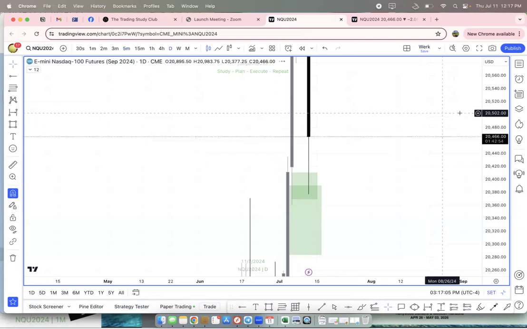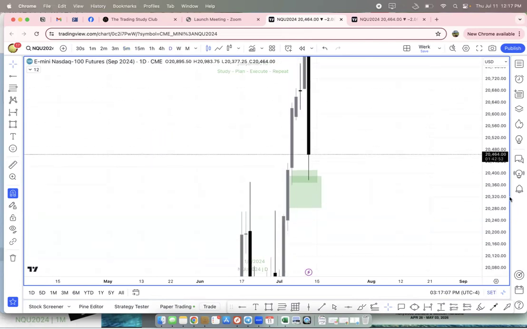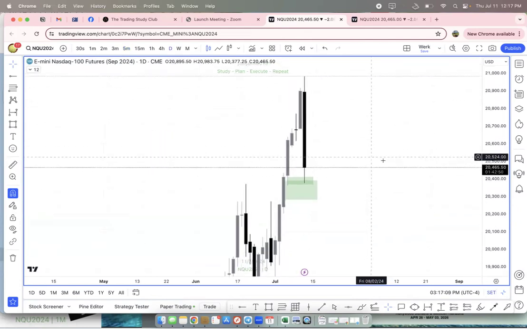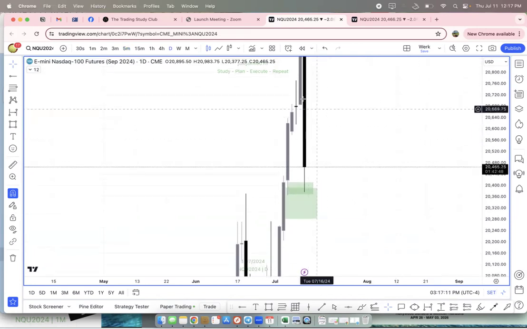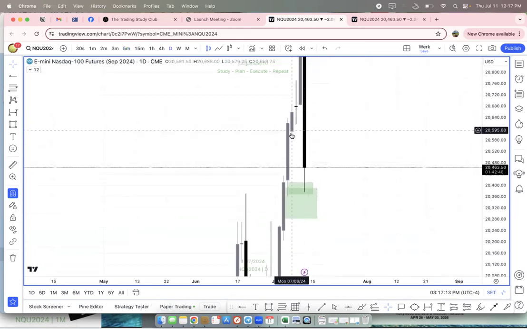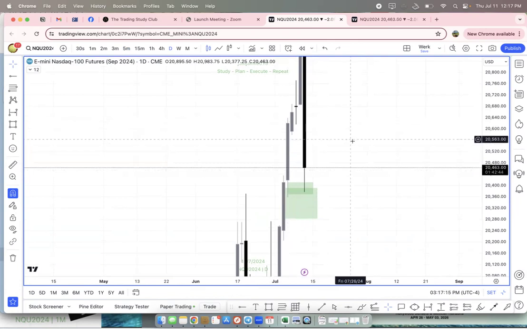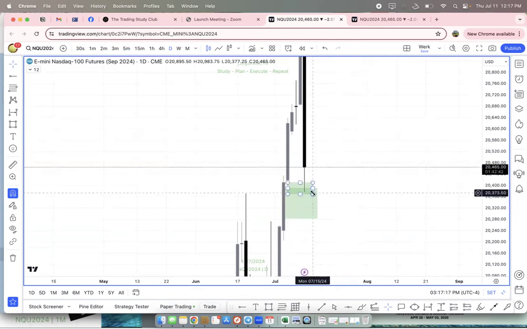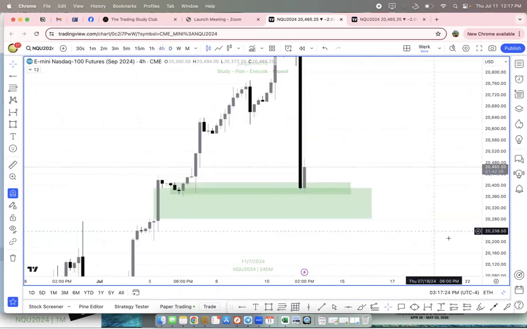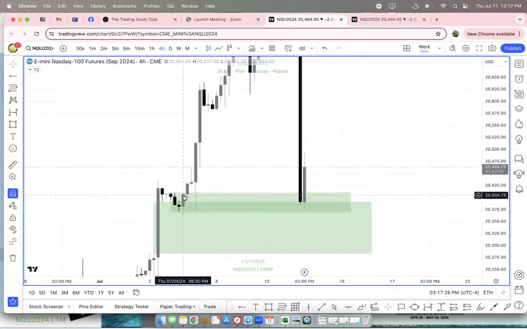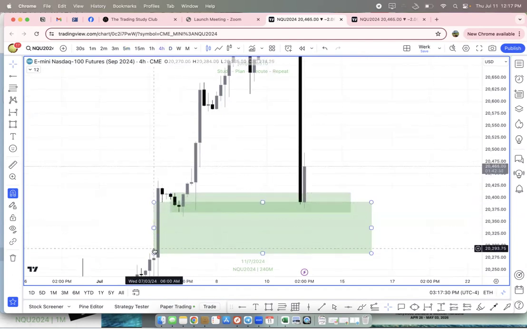So today we had a nice sell-off. We dropped down, we filled some RTH gaps, we filled the daily fair value gap, and almost got into this daily fair value gap right here. On the 4-hour chart, what I saw is this order block right here and this 4-hour fair value gap right here.